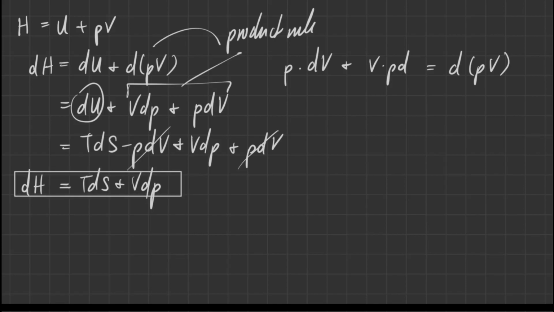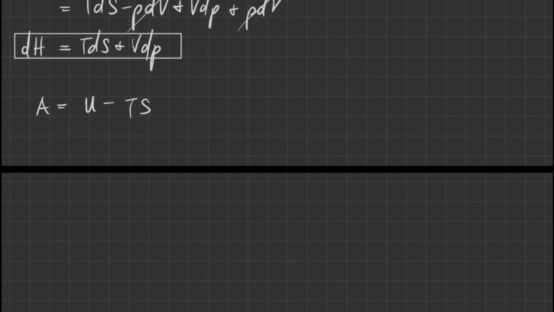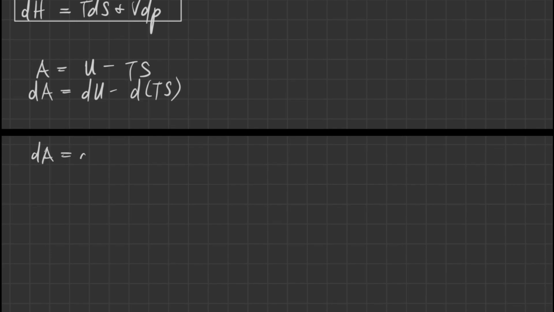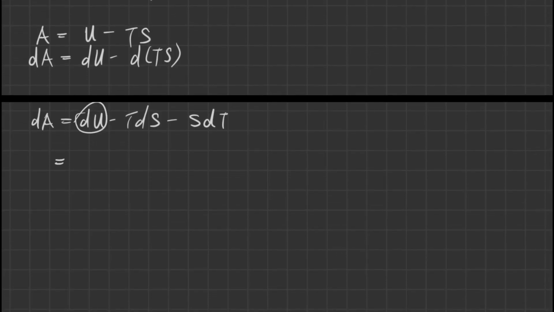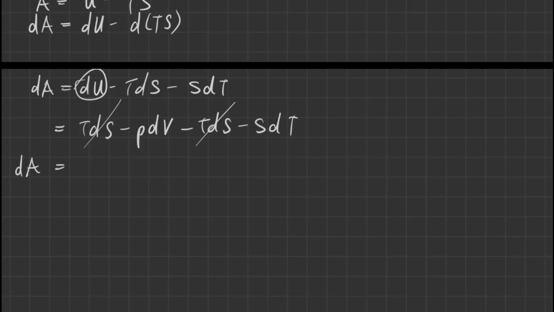Now we want the exact differential for the Helmholtz free energy. The definition of the Helmholtz free energy is the internal energy minus TS. Evaluated over an infinitesimal change, dA is equal to dU minus d(TS), and in the same way as PV in the enthalpy equation, we get dU minus T dS minus S dT. We know the equation for dU to be T dS minus P dV, minus T dS minus S dT. You can cross out these T dS terms, and your final Helmholtz exact differential is dA equal to minus P dV minus S dT.